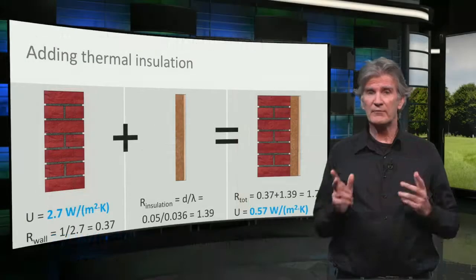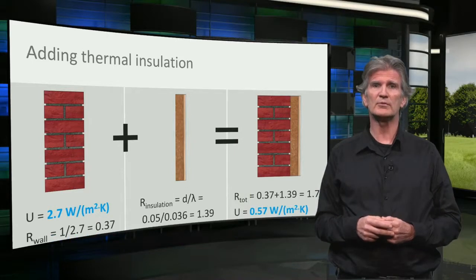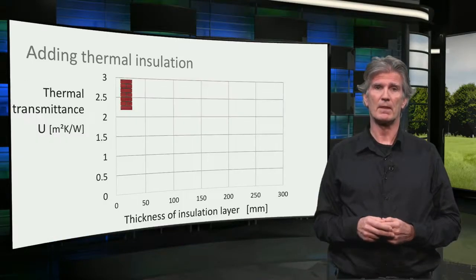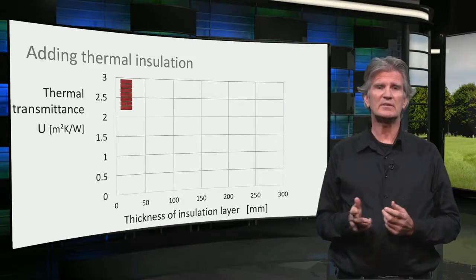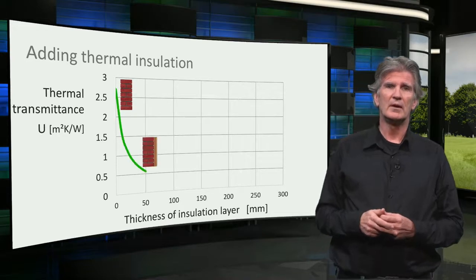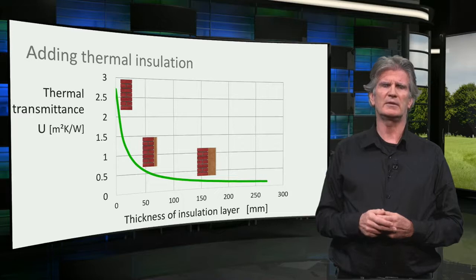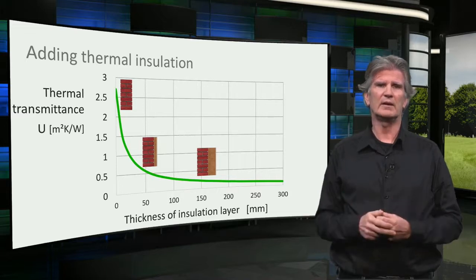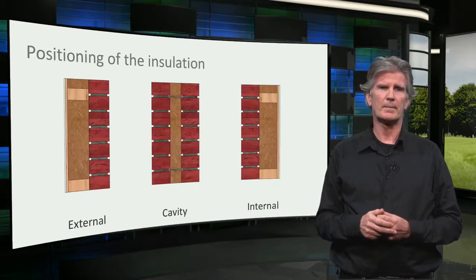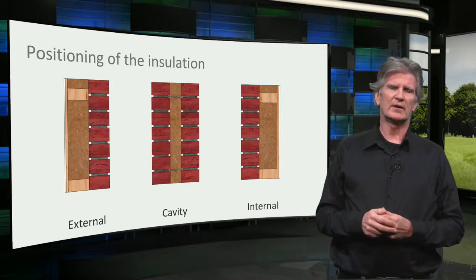So, adding 50 mm of insulation material reduces the heat transmission losses by almost a factor of 5. You can do this calculation for different insulation thicknesses, and then you get this graph. What you can learn from this graph is that the first centimeters of insulation are the most effective. Adding more insulation, if you have already 20 centimeters or more, has very little effect.